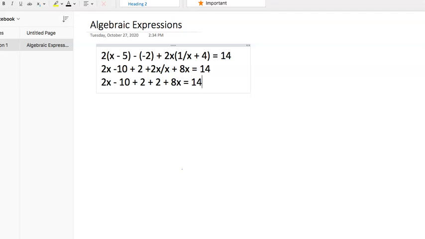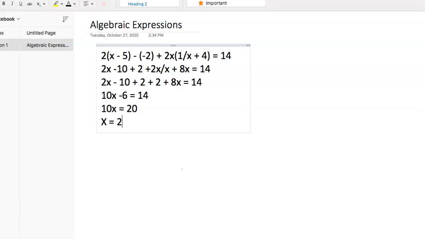Okay, now it's hopefully starting to look a little bit more manageable, right? From all of this, we combine the 2x and the 8x. That's 10x, right? And we have -10 plus 2 plus 2. That gives us -6. Equals 14. All right. 10x minus 6 equals 14. Okay, so if we add 6 to both sides, it's going to say 10x is 20. x is 2. Okay, that's our final answer.